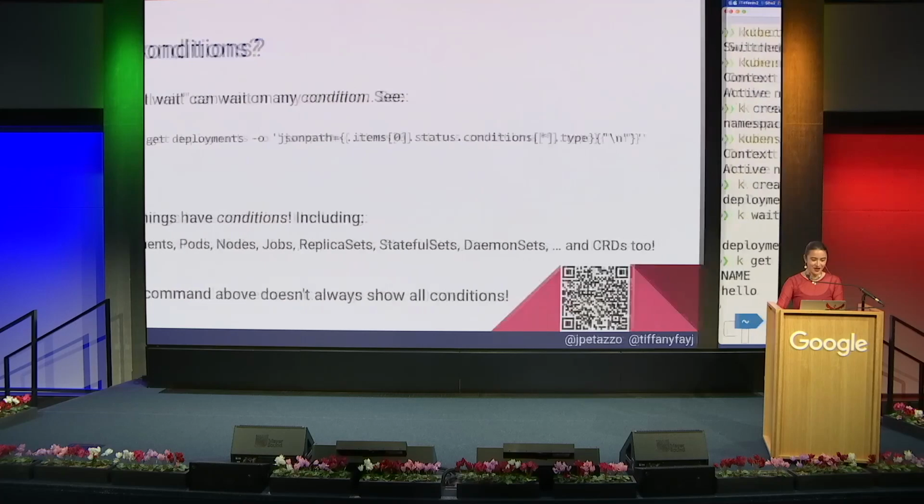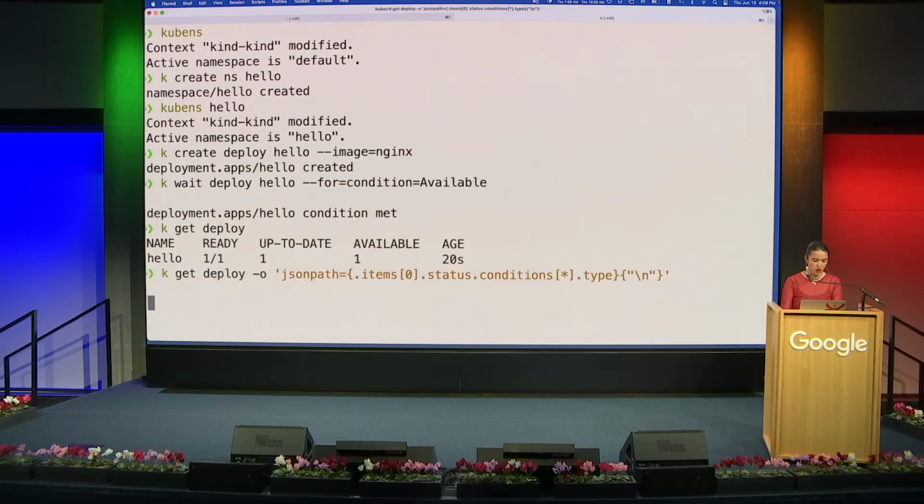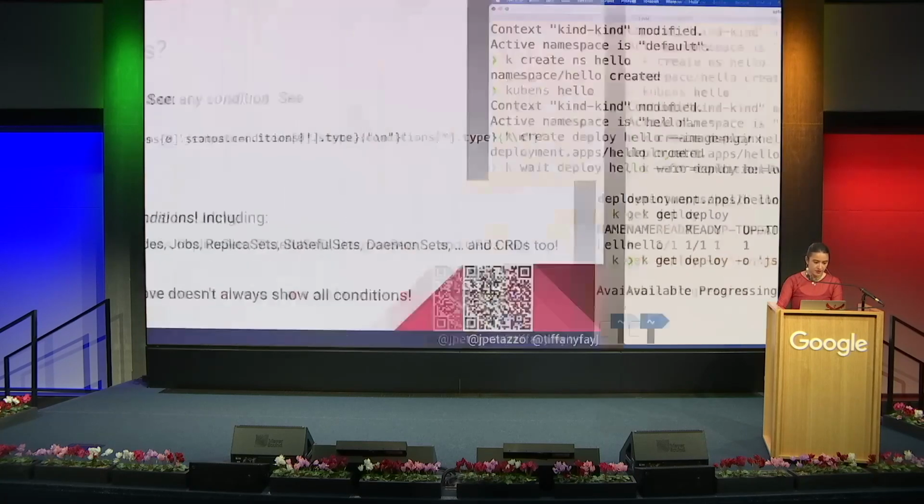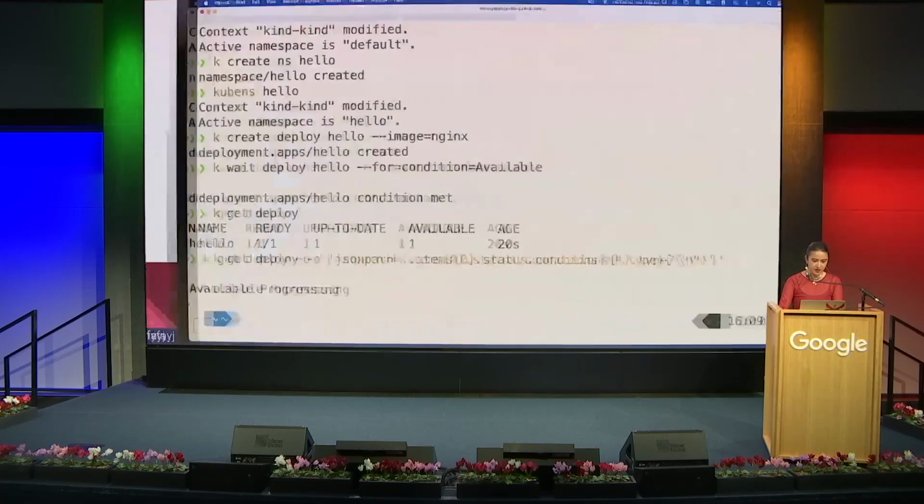Okay, so if I go back over here and do -o for that, we can see that the options for deployment are to wait on whether it's available or progressing. So you can do that for a bunch of different things. You can also do that for a service. You can either create a service, or I could expose it.